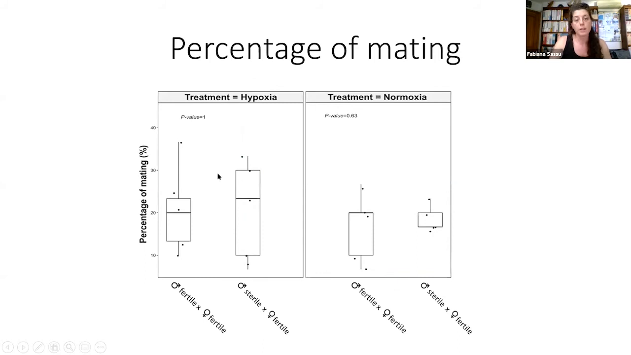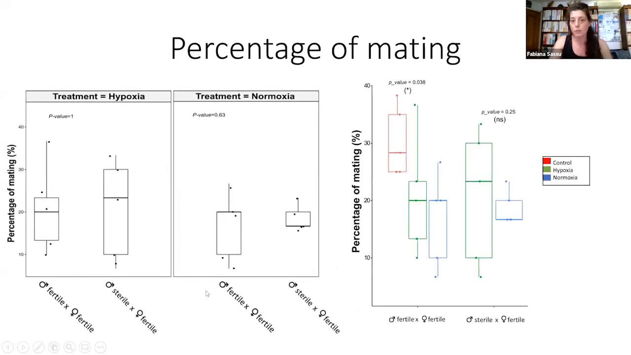And finally, the percentage of matings. Here I'm showing you on the left the hypoxia treated flies and the percentage of matings of the fertile males with the fertile females, and of the sterile males with the fertile females. There is also not a significant difference here, and the same is happening for the normoxia. So basically, when there was competitiveness, neither the atmosphere nor the irradiation had caused any lessening of mating competitiveness.